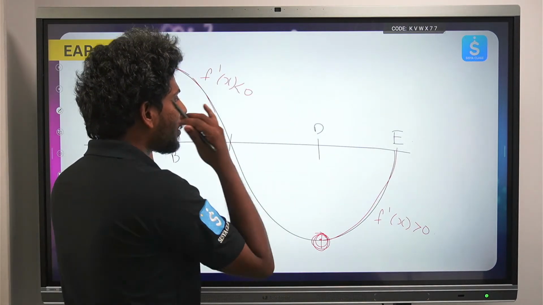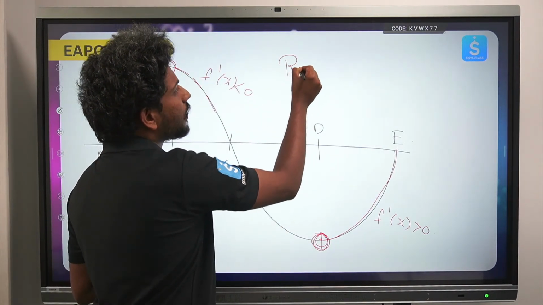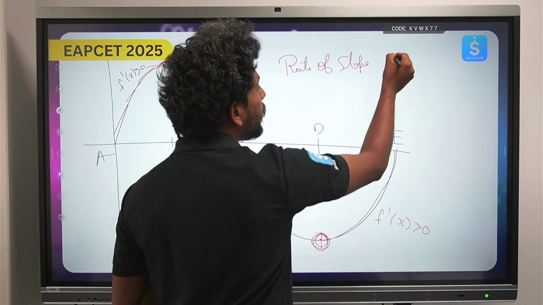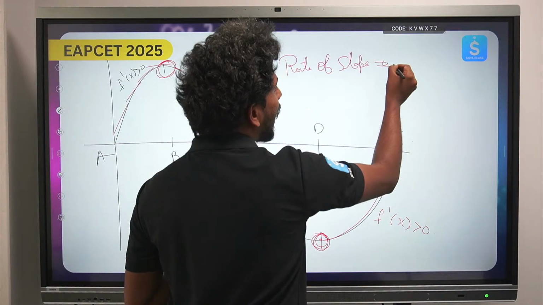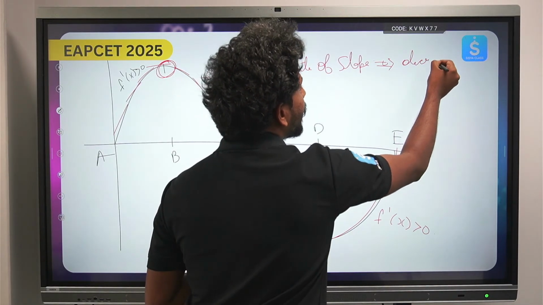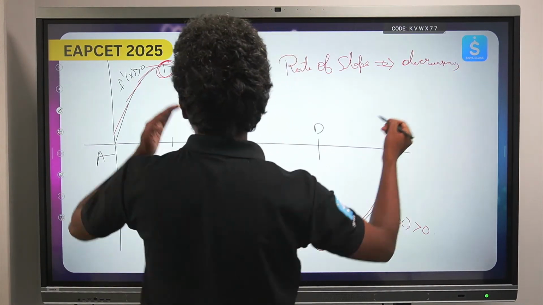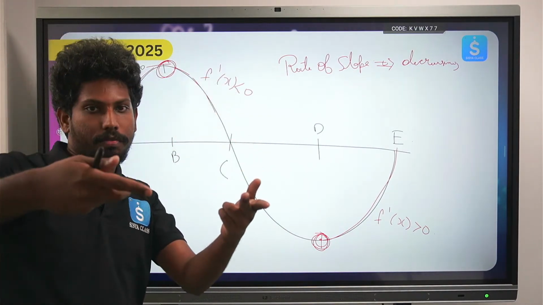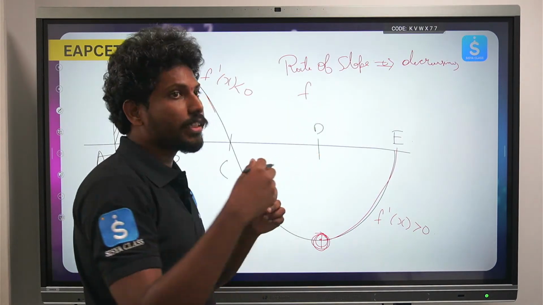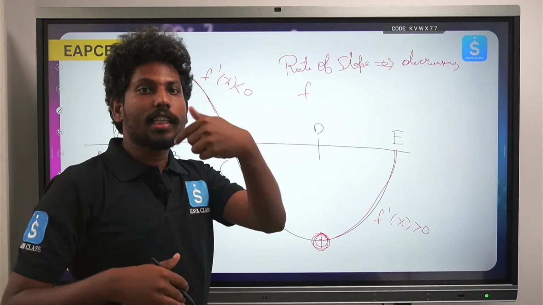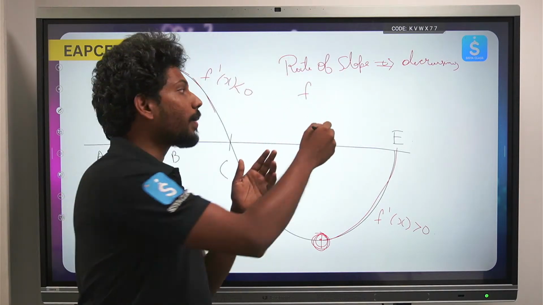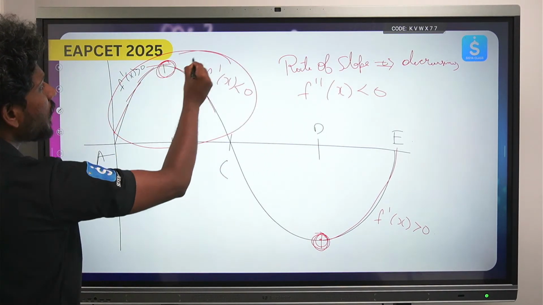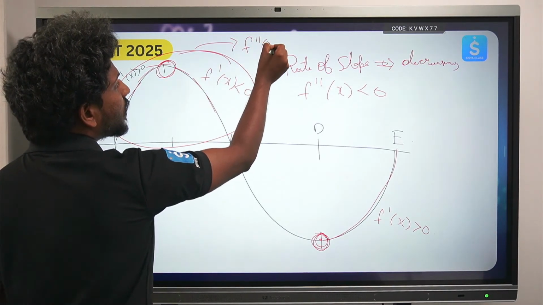I am just saying the rate of change of slope is actually decreasing. This is what I wanted to say. The rate of change of slope is actually decreasing. That means the double derivative. The rate of change of slope, that is, f double dash of x, is less than 0. At the whole of these points, I can say f double dash of x is less than 0.